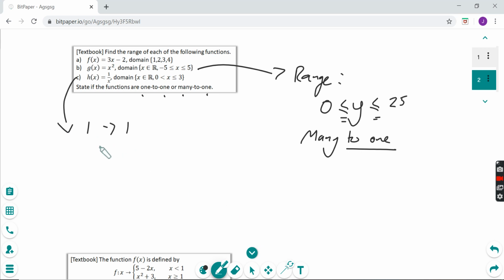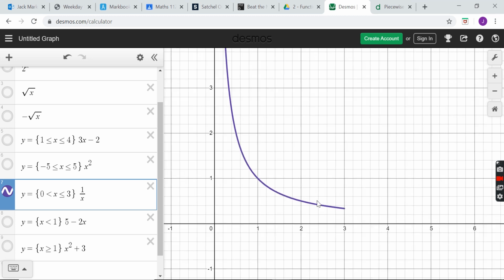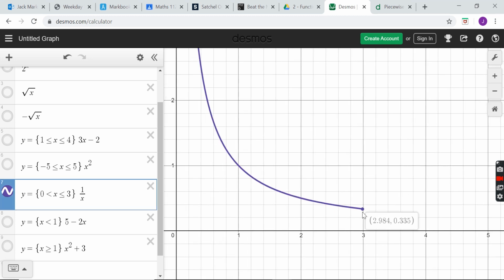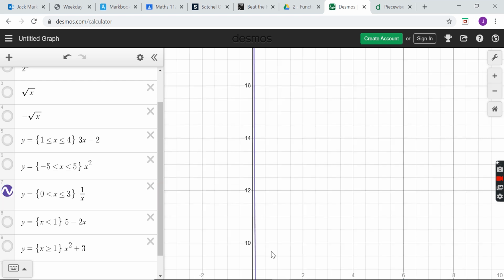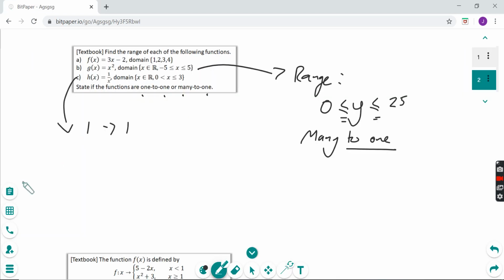Range as well. I suppose we could think about range while we're at it. What's the lowest that it can be? Well, it's going to be a third, isn't it? Because 1 divided by 3, and then it's above. So if you wanted to write the range for something like this, what did we say? We said a third is the minimum value, and then there is no limit. So the range would be written something like that.